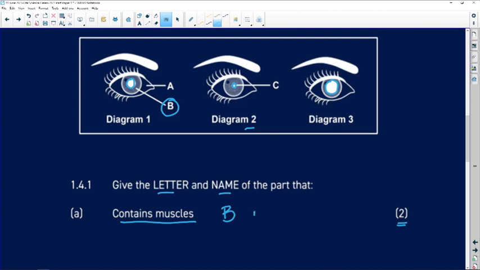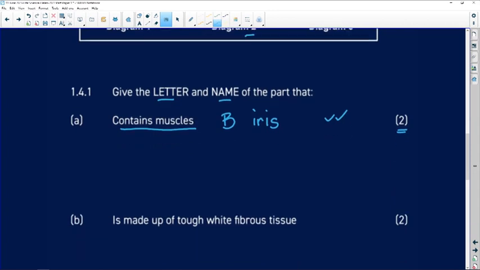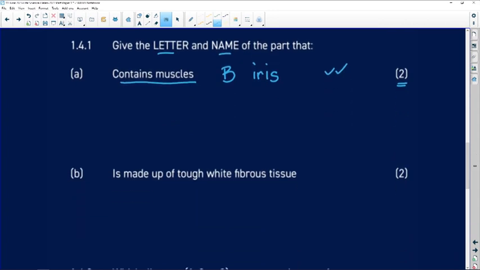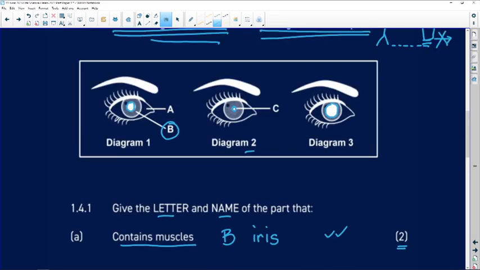We have to give the letter and the name of the part that is made up of tough, white, fibrous tissue. And what do we have? It can't be B, it can't be C, which is the pupil. So, yes, it has to be A, which indicates the tissue around the iris. So we're looking at A. And what do we call that white fibrous tissue? It is the sclera.